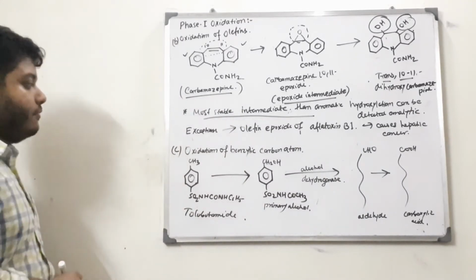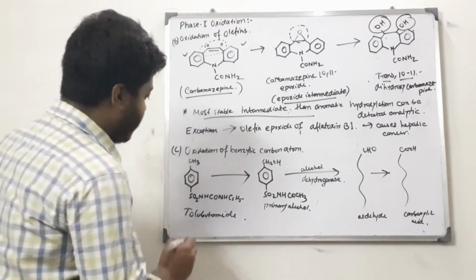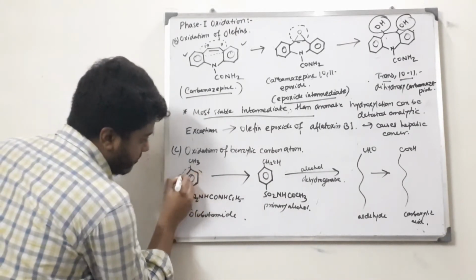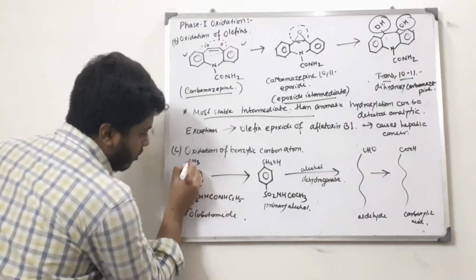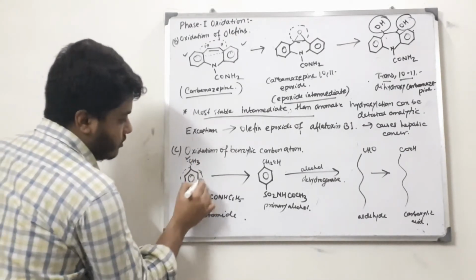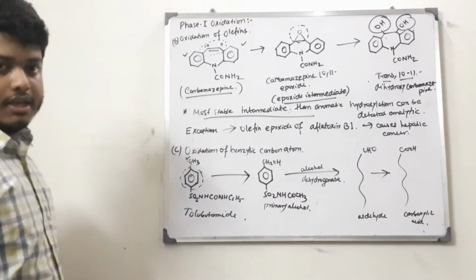Now, oxidation of benzylic carbon atoms. What is a benzylic carbon atom? Generally the benzylic carbon atom is the carbon atom just next to the aromatic portion. That is, this carbon atom next to the aromatic system is the benzylic carbon atom.